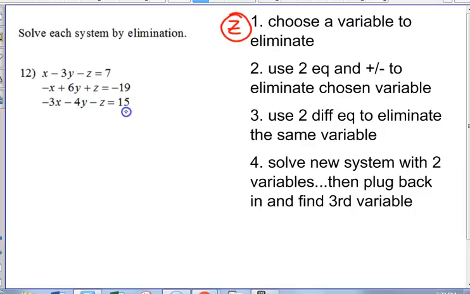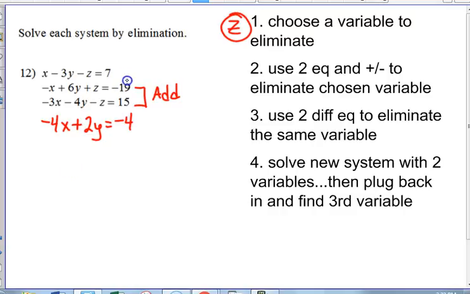Then we're going to choose 2 of the equations to add together and eliminate the Z. Which one do you want to do first? The bottom 2? Okay, so we're going to add these bottom 2 equations together. What do we get? Okay, we're down to an equation that has 2 variables. Do we know how to solve a system if it has 2 variables? Yes, but we need another equation to go with it.